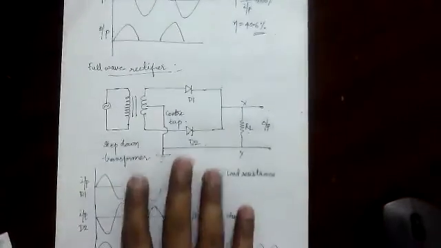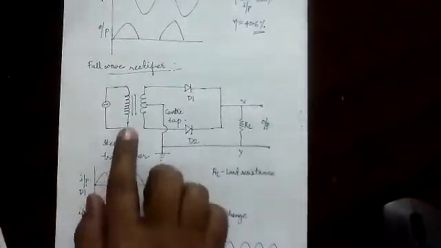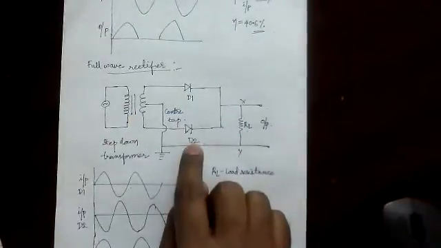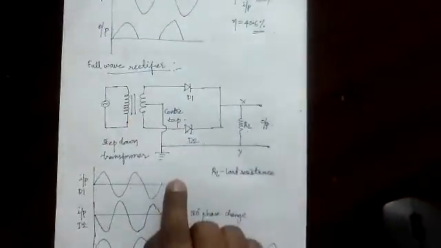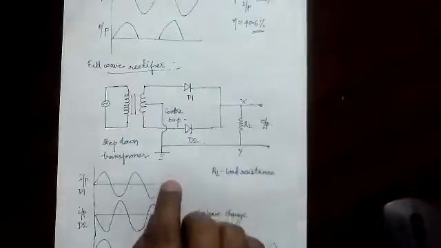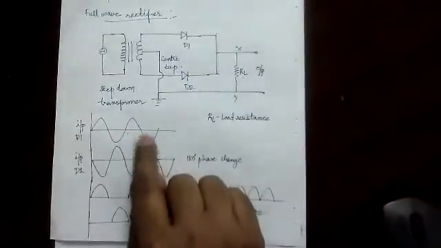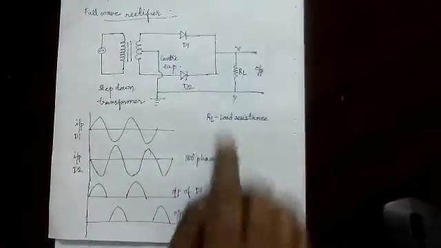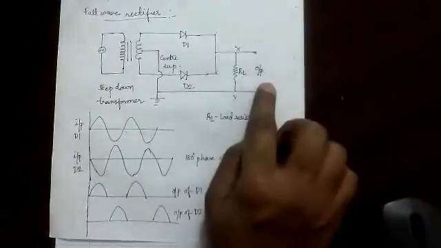Whereas if you come to the full-wave rectifier, again there is a step-down transformer. There are two diodes instead of one diode, with a center tap. What is the purpose of the center tap? It is to change the signal by 180 degrees. Here there are two diodes, and this is the load resistor on the output.